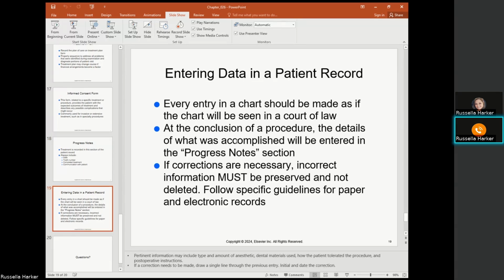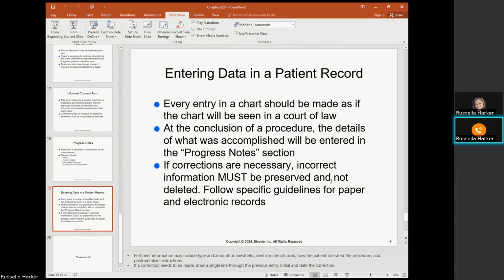When it comes to entering data in the patient record, again, you have to make sure that it is being entered as if it's being seen in a court of law. At the conclusion of the procedure, the details of what was accomplished will be entered in the progress notes section.